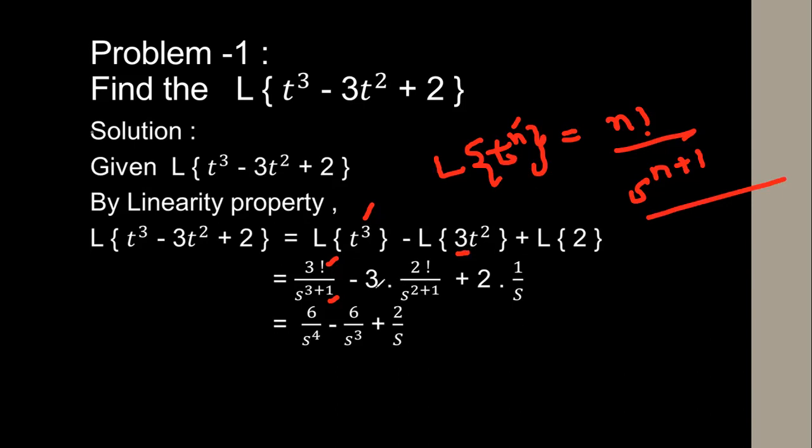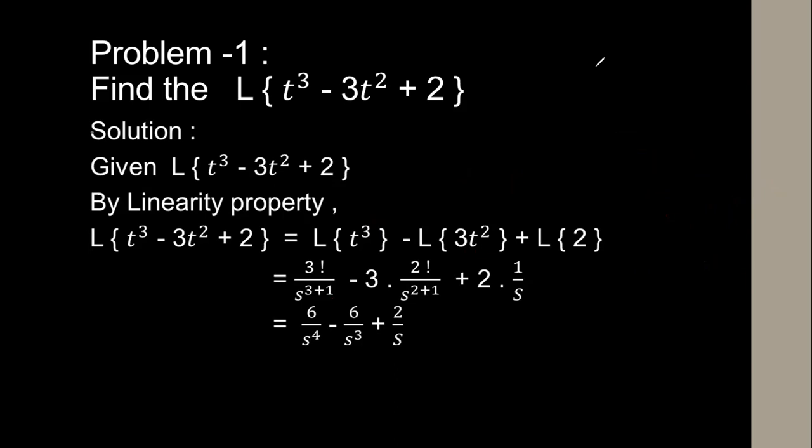Here 3 is a constant, so it should be taken outside: 3 into the Laplace transform of t square, which is 2 factorial by s power 2 plus 1. In place of n, we have 2. Next, the Laplace transform of 2. We take that 2 outside, so 2 into the Laplace transform of 1. What is the Laplace transform of 1? That is nothing but 1 by s. We already did these basic formulas in the previous classes.